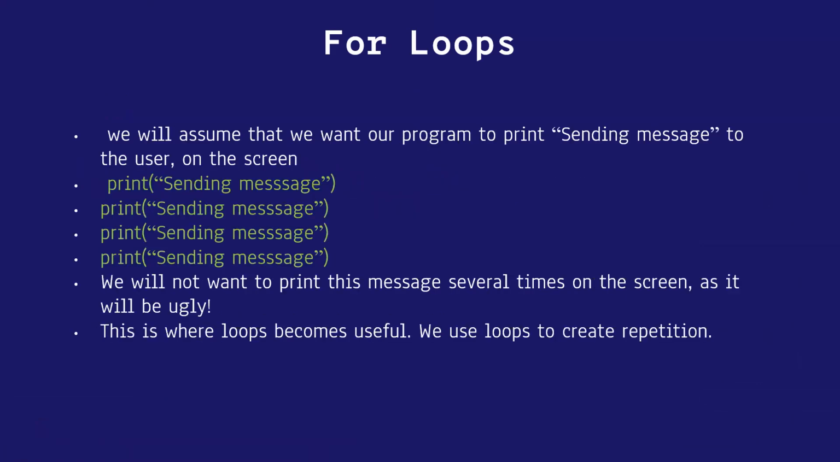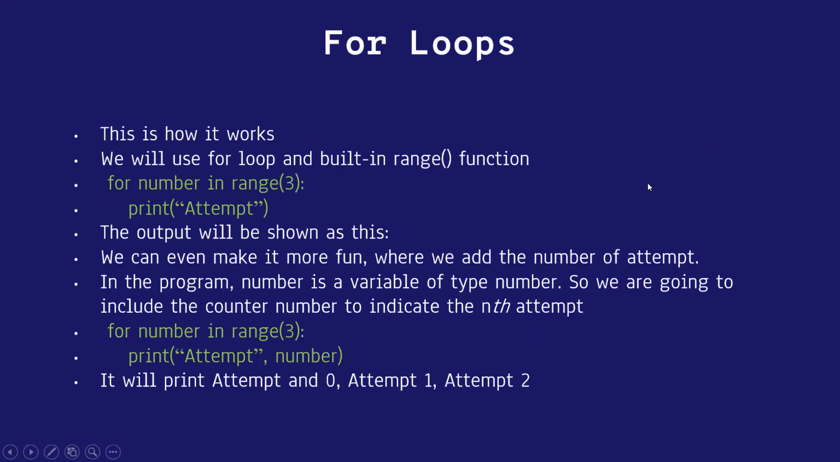So we'll assume that we want our program to print "sending message" to the user on the screen. So what you do, you print "sending message" 4 times like this. We will not want to print this message several times on the screen because, as you can see, it is ugly. This is where loops become useful. We use loops to create repetition. This is how it works.